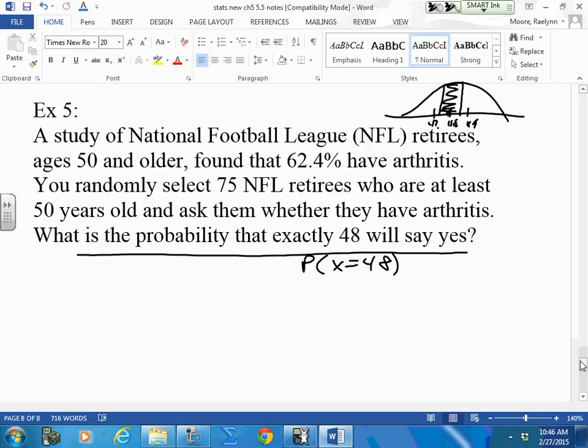So let's pull out our information. How do I write 62.4% as a decimal? P equals 0.6. Good. And what's my Q? Q is 0.376. Okay, it's still the 1 minus P. And my N is 75. Should we test?